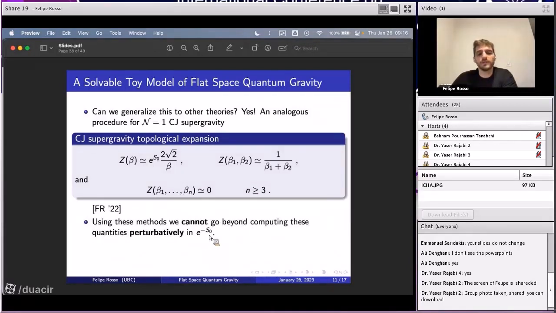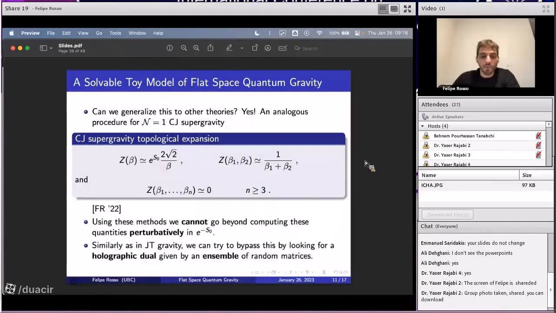One of the shortcomings of this method, though, is that using this you cannot go beyond the perturbative expansion. As I said, the topological expansion is, as any series expansion, an expansion in this parameter e to the minus S naught. So if we want to obtain non-perturbative effects in this parameter, we're not able to do so using this approach. In order to bypass this problem, we can try to find a holographic dual for the system, given by an ensemble of random matrices.